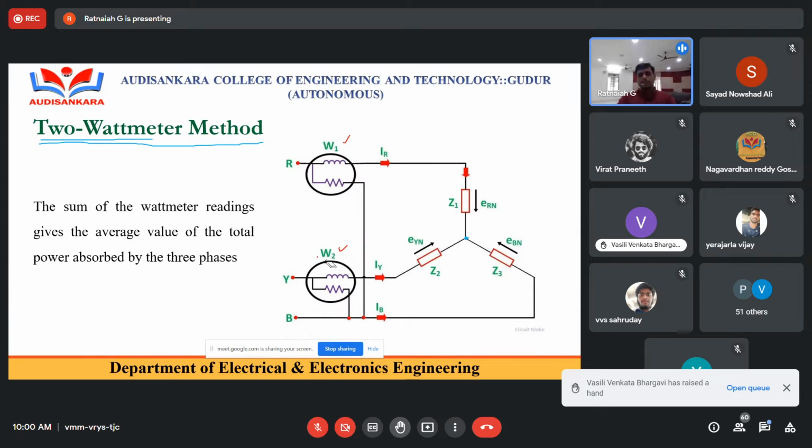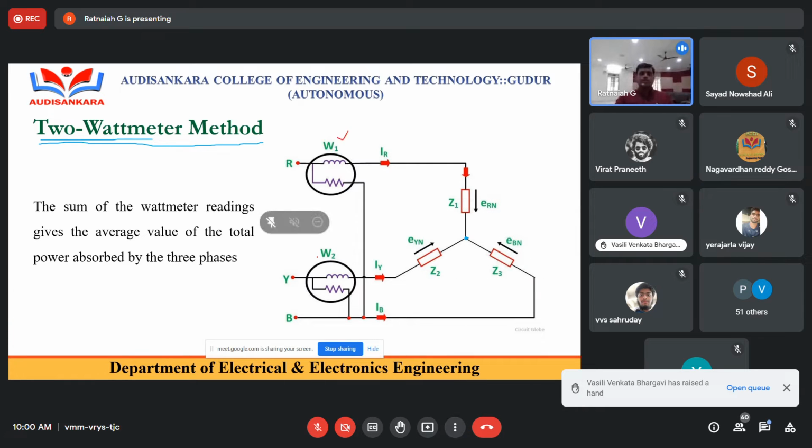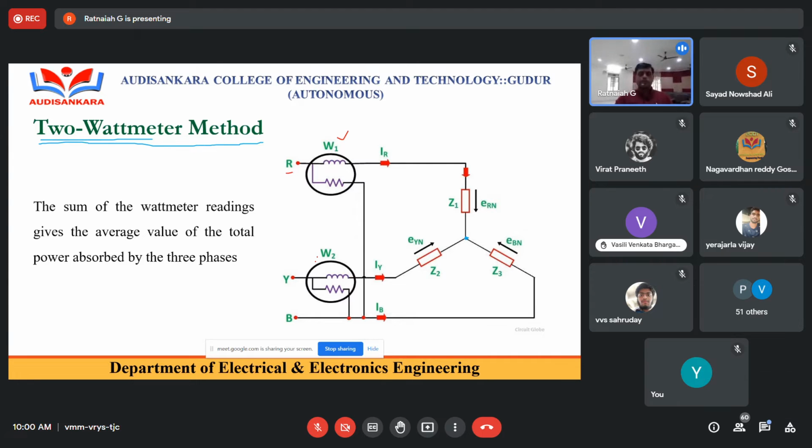So this is the purpose. This is the way to connect two wattmeters to find the total power absorption. Here I'm assuming W1 is connected for the R phase and W2 for the Y phase. Both current coils are connected in series. But for wattmeter 1, the pressure coil is commonly connected to the B phase. The next wattmeter's pressure coil is also commonly connected to the same remaining phase. This is compulsory: follow the same significance, not the sequence. That is the procedure you have to follow.